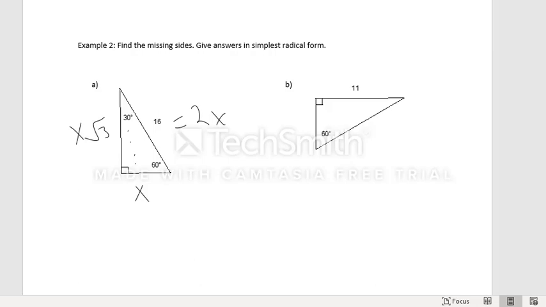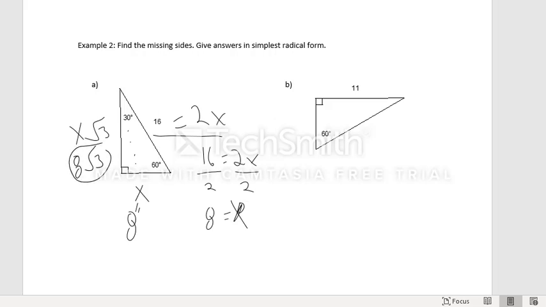This one gives us an equation. So 16 equals 2x. Divide both sides by 2. 8 is x. So now we know that 8 is x, just plug it in for x wherever you see it. So this side is 8. This side is 8 times the square root of 3. Okay.